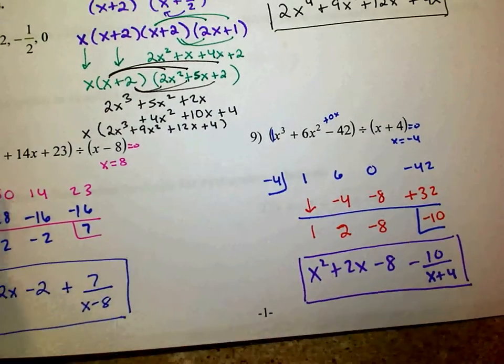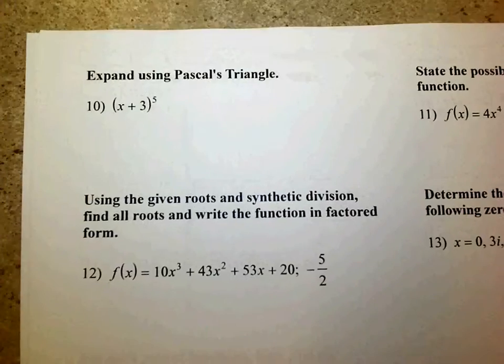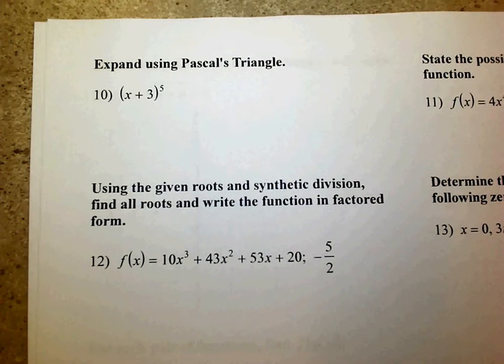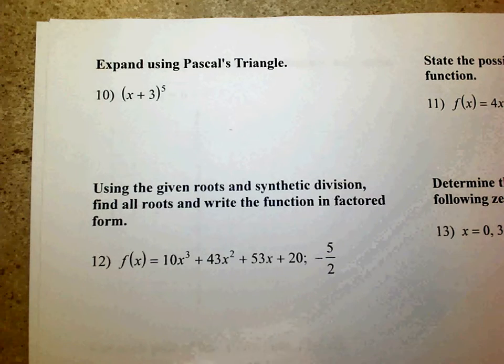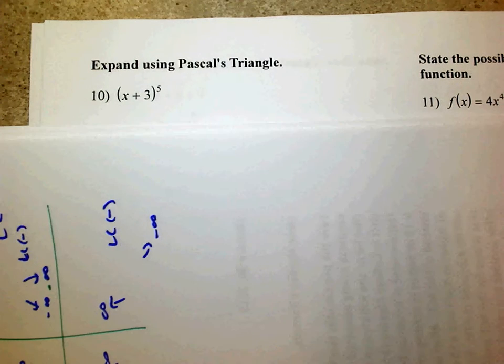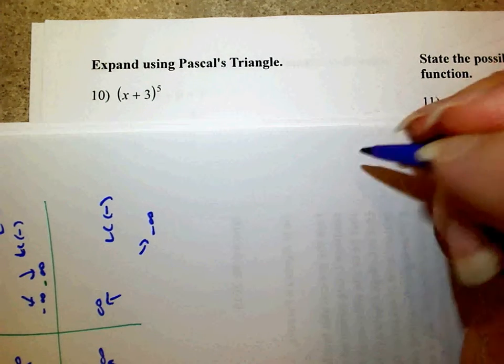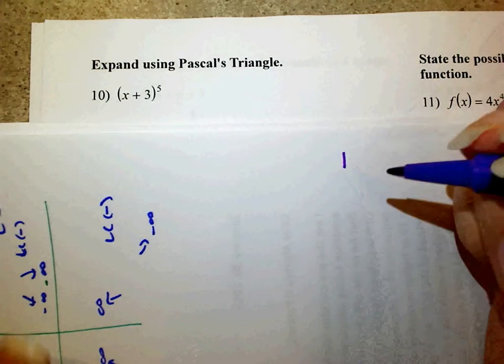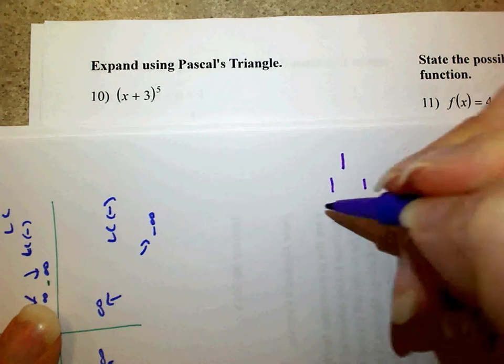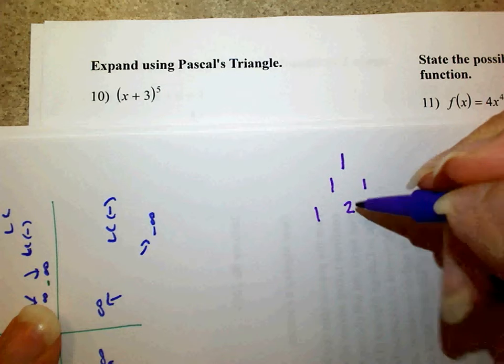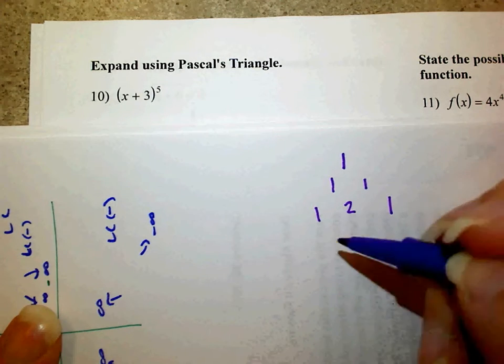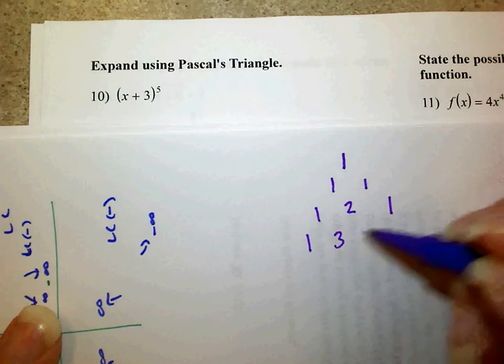Let's do number 10. Okay, Pascal's triangle. Now, if you don't remember Pascal's triangle, you are going to have to create it on the test. So, just as a little reminder, Pascal's triangle, we start with a 1, and then we do a 1 and a 1, and then we do 1, add the 1 and the 1, you get 2 in between them, and then put another 1. 1, add the 1 and 2, get 3, 2 and 1, get 3, 1 more, 1.